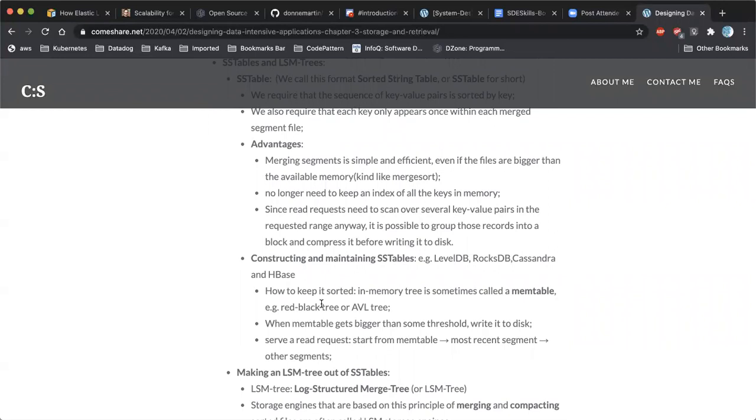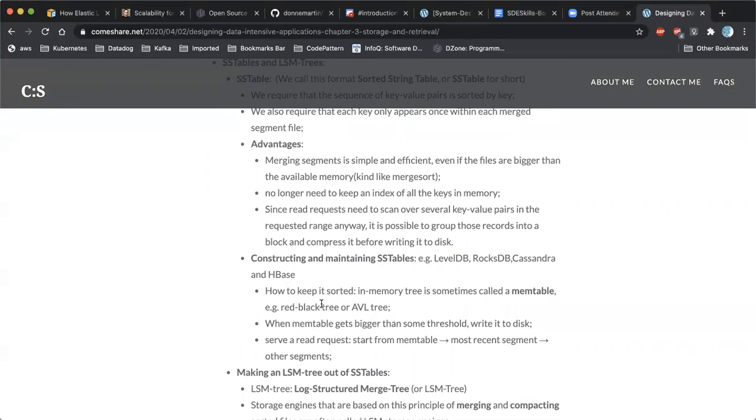Okay. So merging the segments is simple and efficient. We no longer need to index all the keys in memory. What DP was talking about, maintaining the sparse index, also makes reads faster. So those are the advantages.